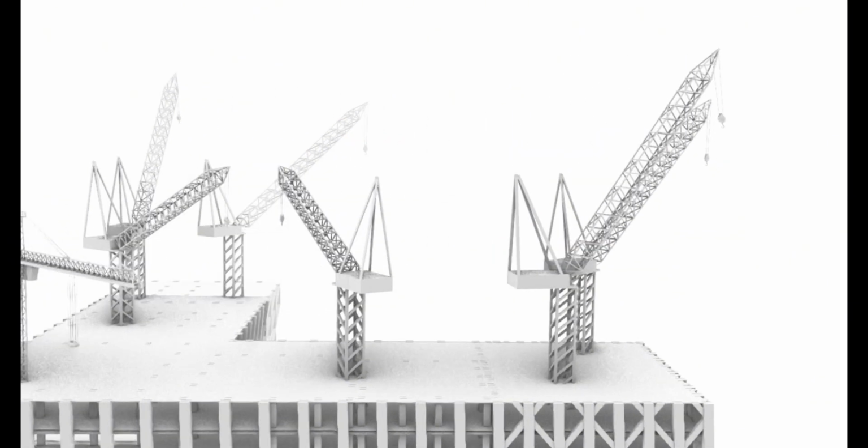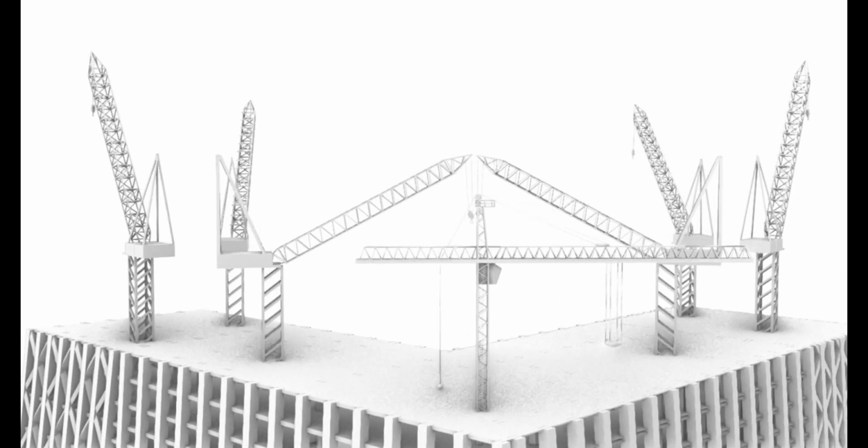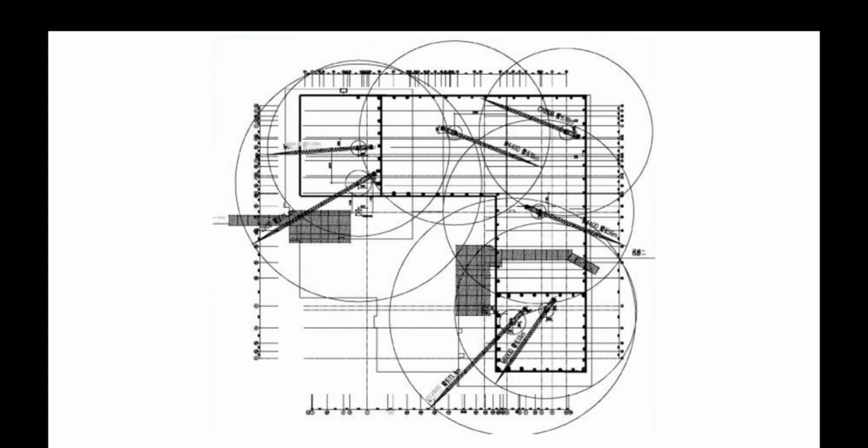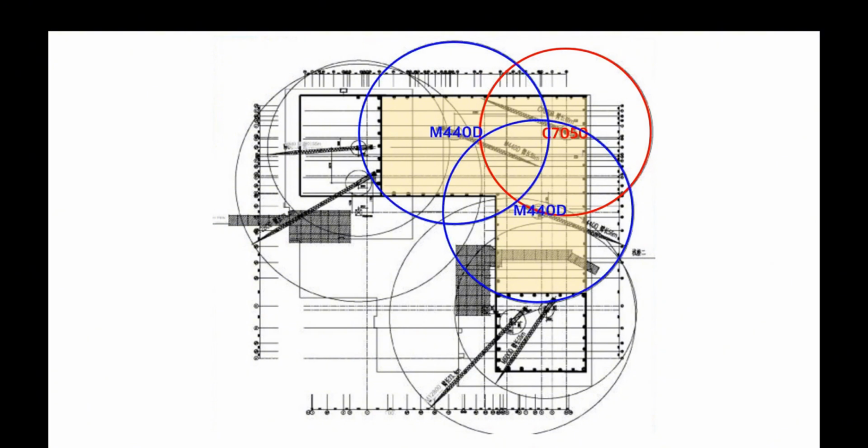Since there was a lot of work in the Podium section that required high accuracy at relatively low heights, 2 medium-sized tower cranes M440D with lifting capacity of several tens of tons were deployed. Due to the limited space in the Podium section, the C7050 crane with a wide working radius was placed at the center, and 2 medium-sized cranes M440D were placed on both sides of the Podium to efficiently utilize the space.